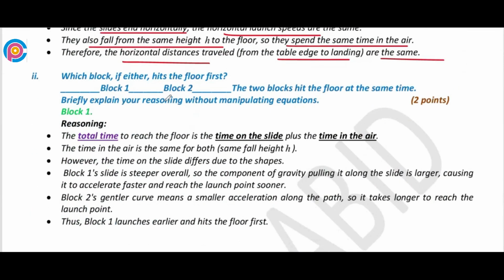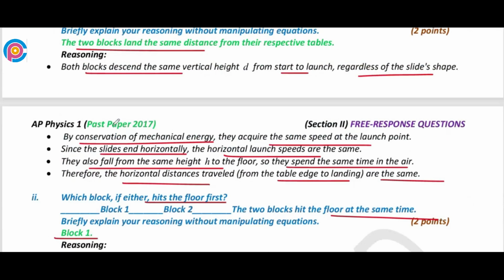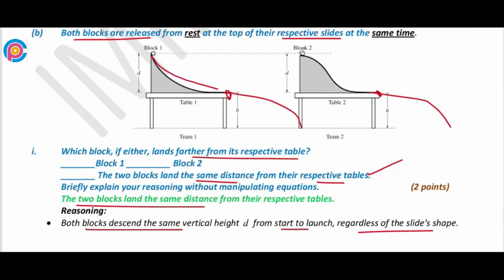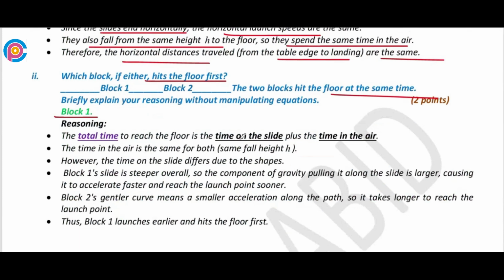Now, second part. Which block, if either, hits the floor first? Block 1, block 2, or the two blocks hit the floor at the same time. Block 1 will hit the ground first. We have seen both land at the same distance, but now the shape matters. This shape and this shape will result in different times spent on the slide. The total time to reach the floor is the time on the slide plus the time in the air. Time in the air would be the same. Both heights are the same, but time on a slide differs due to shape.